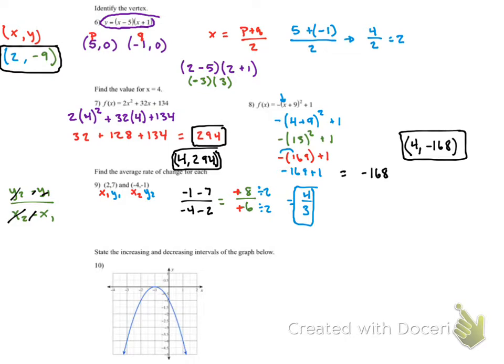Now number 10, stating the increasing and decreasing intervals. So this is pretty easy, but it gets confusing if you don't practice it too much. So here is our axis of symmetry. That's the line that cuts our graph in half. It cuts the increasing and decreasing, separates the two. So now if we're looking at our graph, you always want to read this from left to right. If we start here and we follow our graph, we're moving upwards, which means we're increasing on this end.